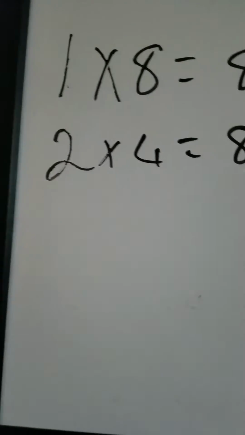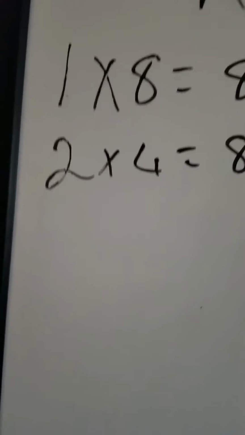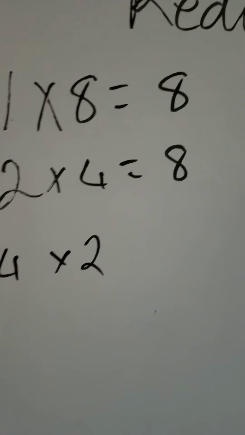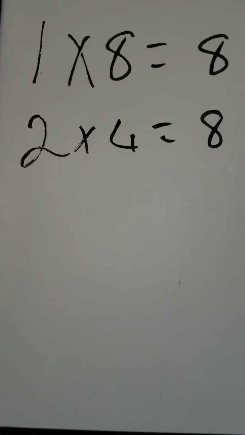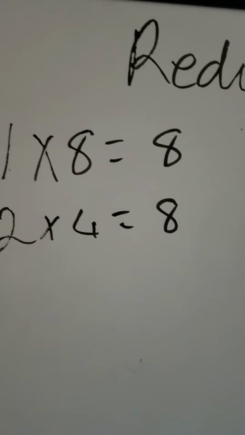3 times what gives me 8? 3 times no whole number will give me 8. So I skip 3, I move on to 4. 4 times 2, which is the same as the previous line. So we'll just erase that one. And then we say 5 times what gives me 8. 6 times what? 7 times what? And we realize that these are all the factors of 8 that we have.